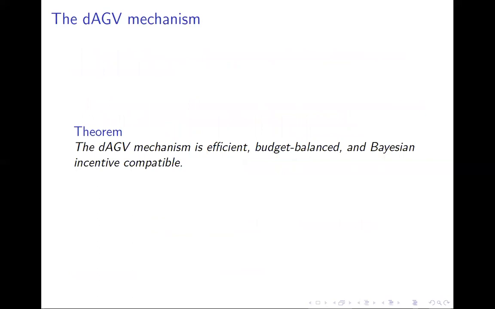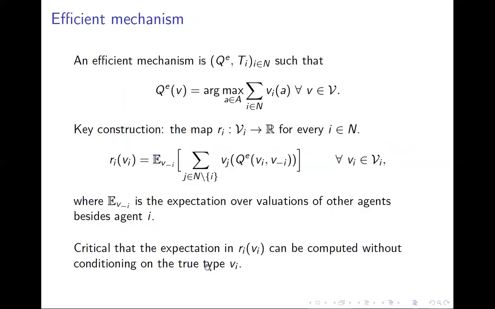What we will show is that the dAGV mechanism is efficient, budget balanced. We have already seen that, so it is Bayesian incentive compatible. Sir, how is this mechanism exactly different from VCG? Well, it's different from VCG because there are these expectations being carried out here, and VCG would not have these expectations. Basically, it is a Bayesian setting. In that sense, it is different. This mechanism is going to be Bayesian incentive compatible and not dominant strategy incentive compatible.